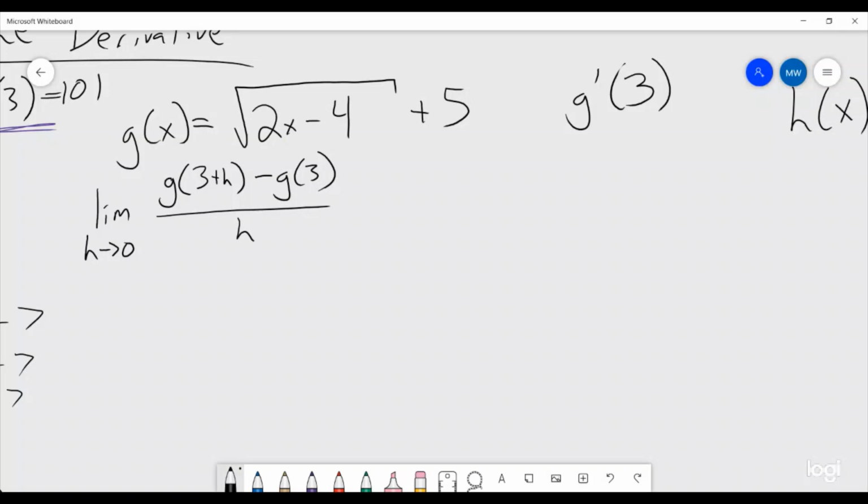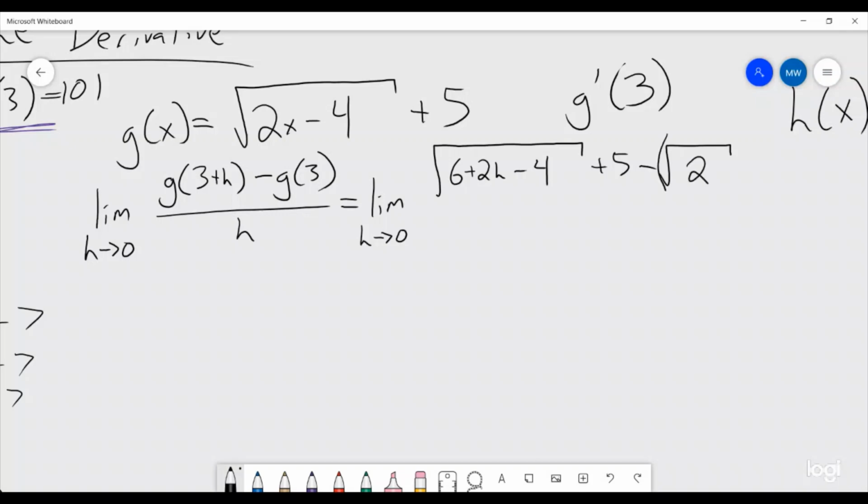Okay, so what we're going to do now is just plug these in to see what we get. So this will become the limit as h goes to 0 of g of 3 plus h. So that's the square root of plugging 3 plus h in everywhere. So 2 times 3 plus h gives us 6 plus 2h minus 4, plus 5, minus the square root of, for this one we just plug in 3. So that becomes the square root of, let's see, 2 times 3 is 6 minus 4, so that's the square root of 2 plus 5, all over h.